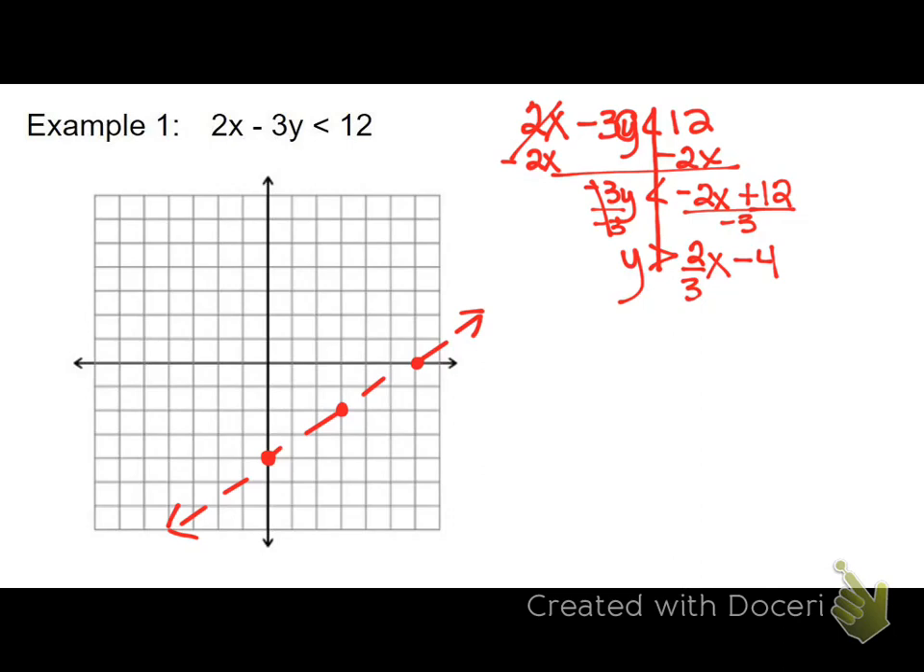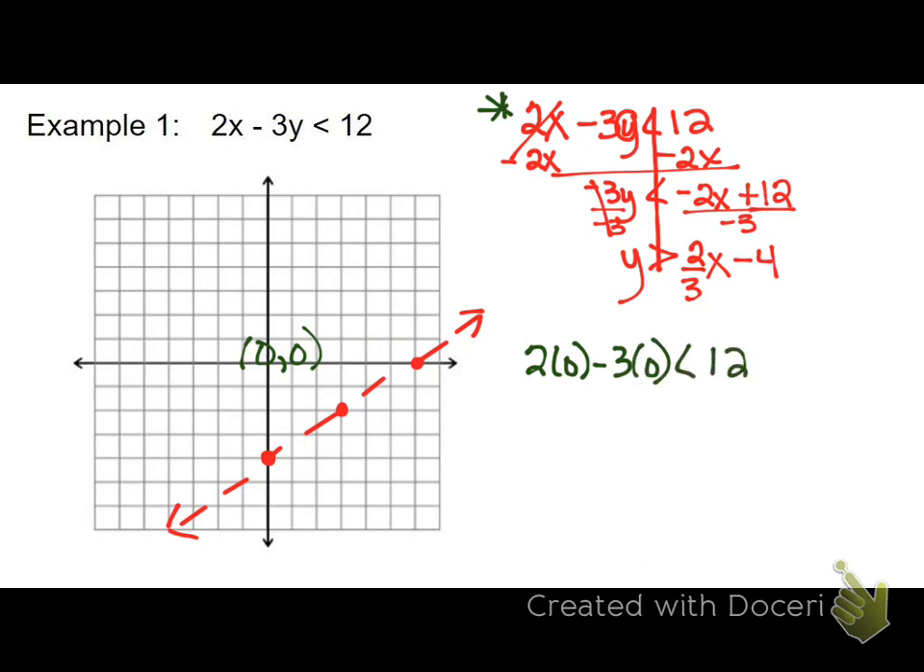Step 3 says select a test point in either half plane. What's the test point I want you guys to use? 0, 0. Okay, 0, 0 is our origin, right? So I'm going to go ahead and put that ordered pair right there in my origin. All you're going to do then is go up to your original equation and substitute for your x and y. So what do I substitute for my x? 0. What do I substitute for my y? 0.